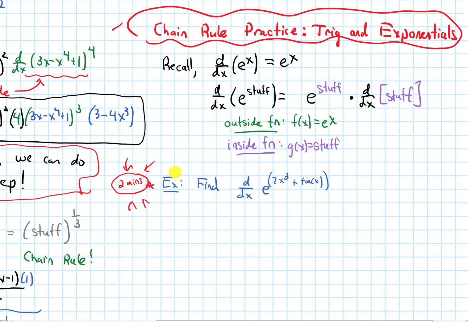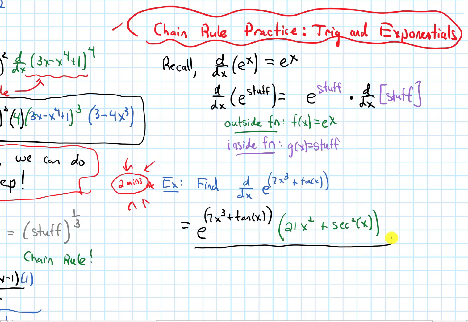All right, let's talk about it together. This derivative, using the chain rule, should be e to that stuff. So e to the 7x to the third plus tangent of x. Let me put a big old parentheses around this so I know that that whole thing is an exponent. But the chain rule says you have to multiply by the derivative of the stuff. For 7x to the third, that's power rule. I'll get 21x squared, and the derivative of tangent of x is secant squared. So I get plus secant squared x, and close that parentheses, and that is my derivative.